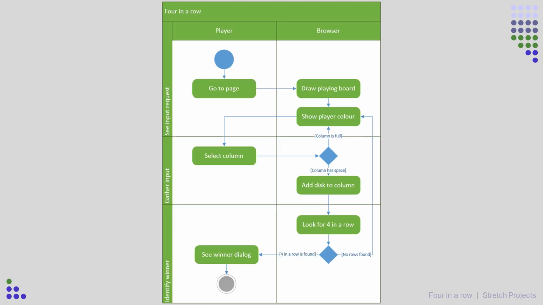If we consider what we're going to actually need to do within the program, you can see that we're going to display a page, we're going to ask for an input. For every input, we're going to check whether the player has matched 4 disks together. If they have, we'll show a winning dialog box. If not, we'll ask for more inputs.